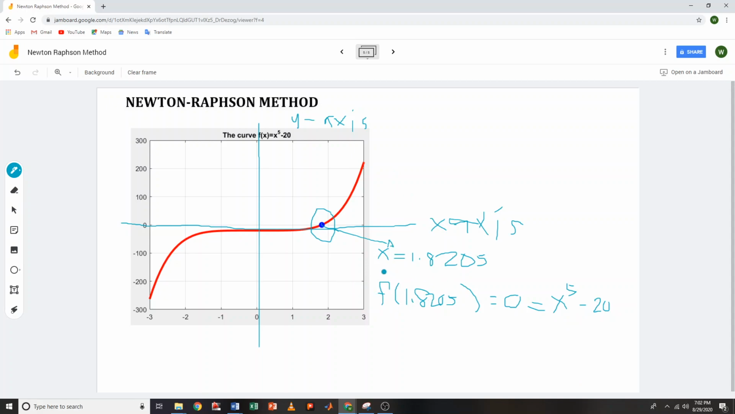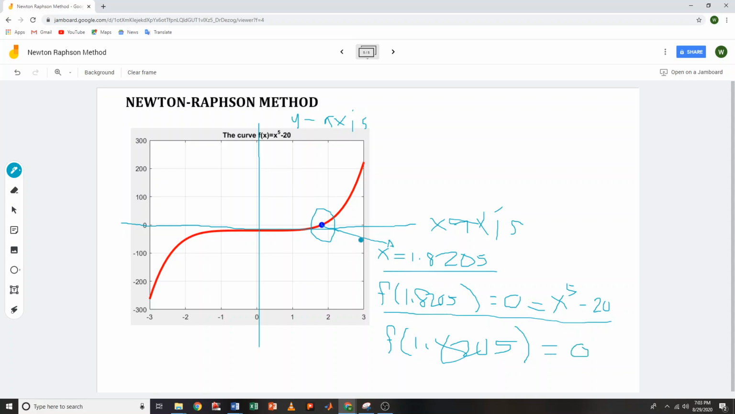So therefore, we find the root of this equation, x^5 minus 20. The root of this function is 1.8205. You can check this value in your calculator, and the function of this 1.8205 will be 0.